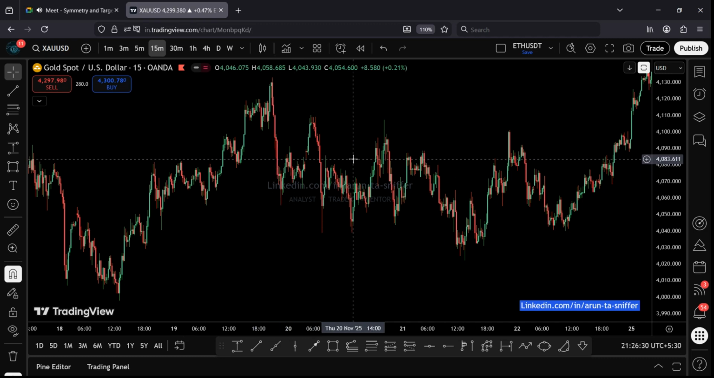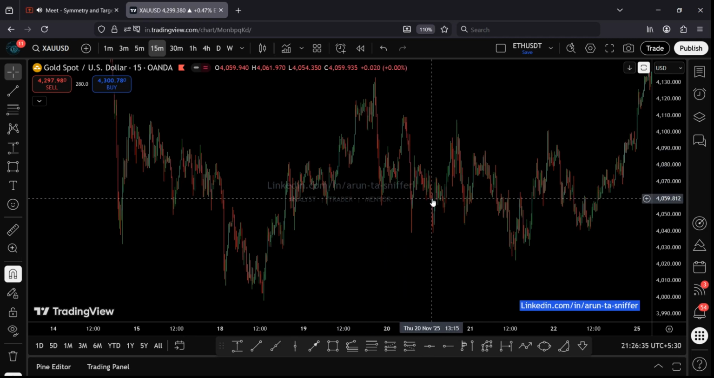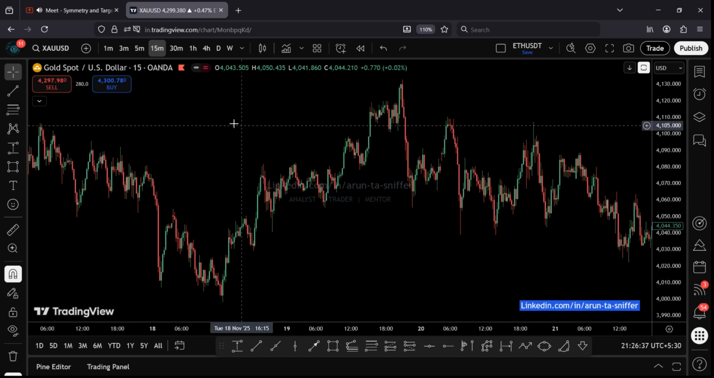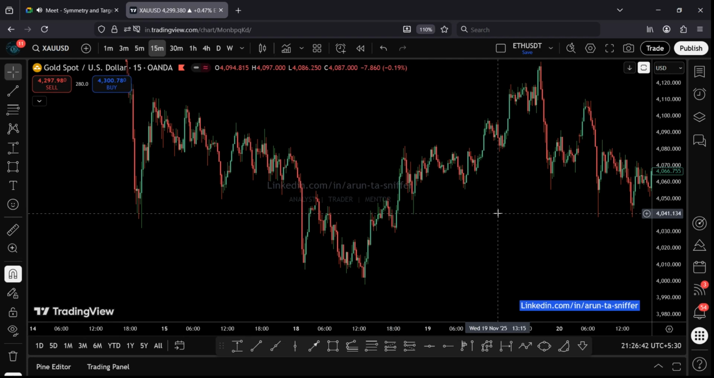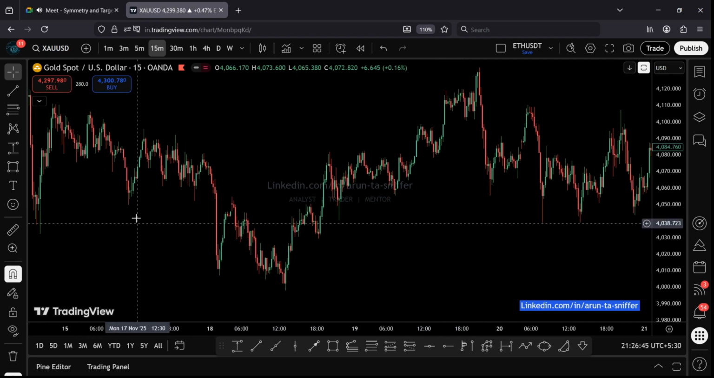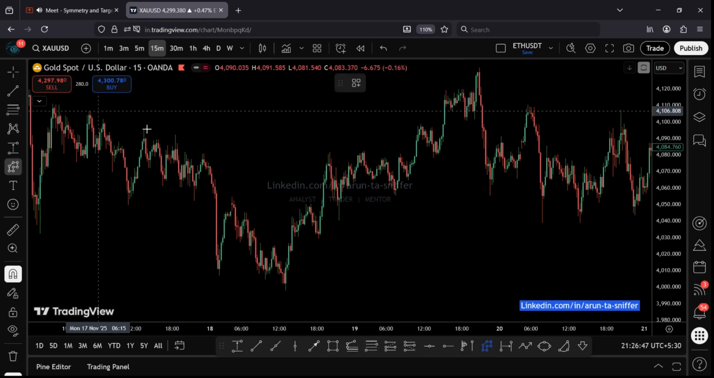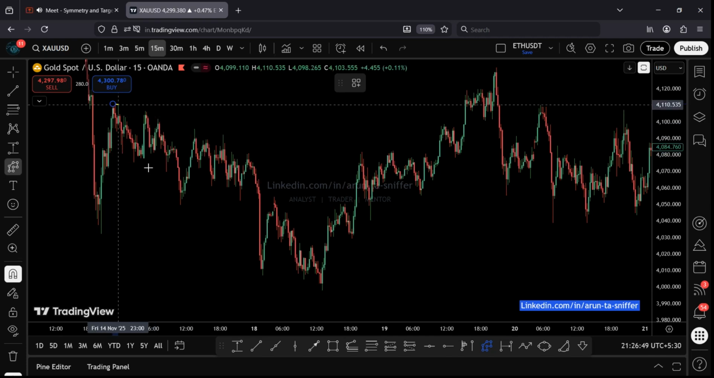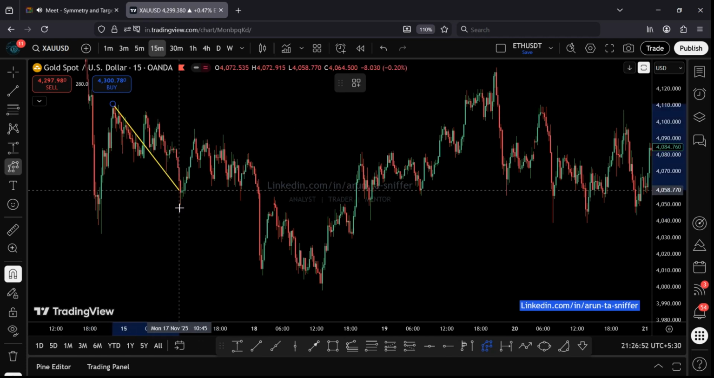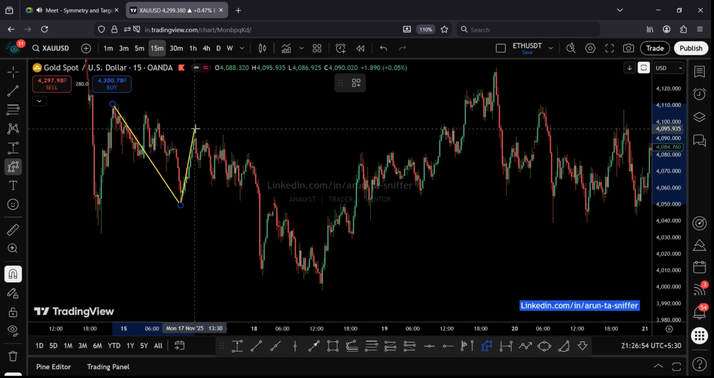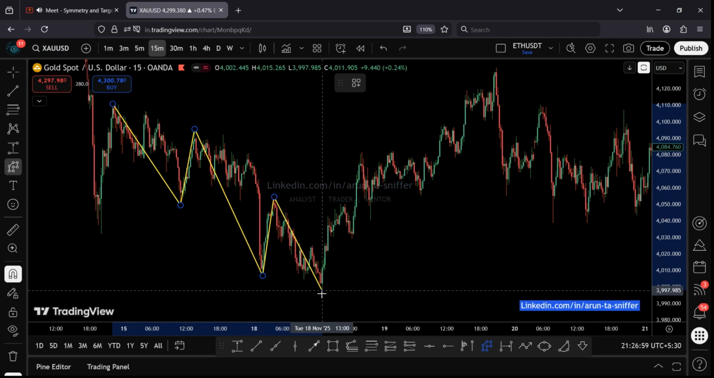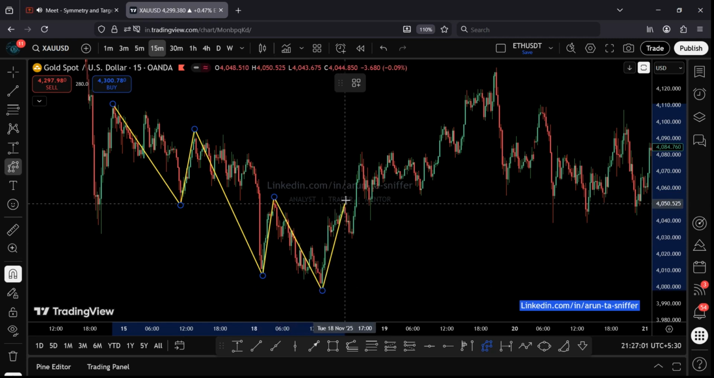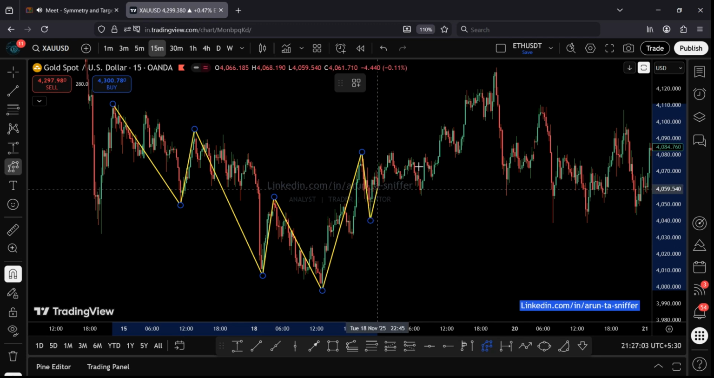Hit the LSK here. No, this is not a clear example. Like this. Look at here. Comes down, goes up, comes down, goes up, comes down. Then goes up, comes down.